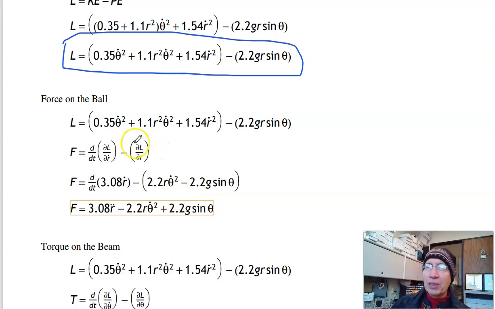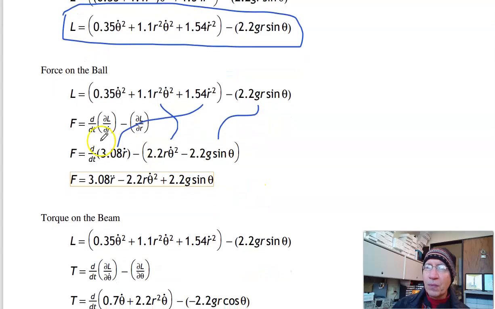Now to get the dynamics, the force on the ball is the full derivative of the partial derivative with respect to r dot, minus the partial derivative with respect to r. So here's an r dot, that's it. For the r's, here's an r, there's an r. Take the full derivative, this is the force on the ball.